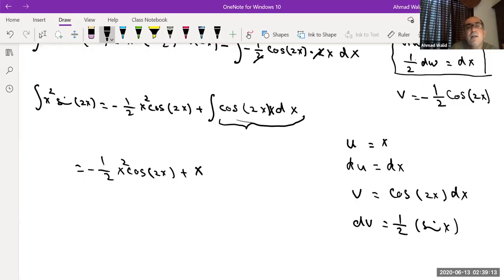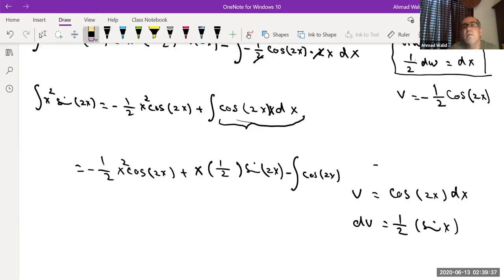x times u times v. x times 1/2 of sine 2x minus integral v. What is v? Cosine 2x. I will erase here to make some space for me. Times du. What was your du? Your du was dx, right? Times dx.